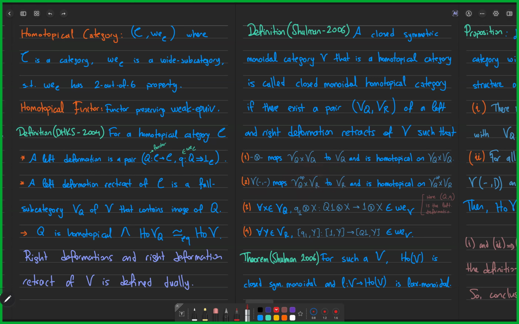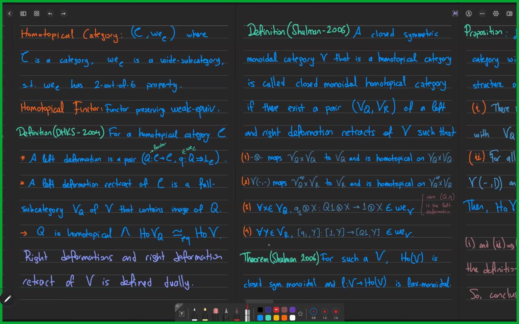And for every x in VQ, Q1 tensor x, from the Q applied to 1 tensor x to 1 times x, which is isomorphic to x, is a weak equivalence. And if we exchange the places of these two, this is also a weak equivalence, but we are symmetric, so this is already true.